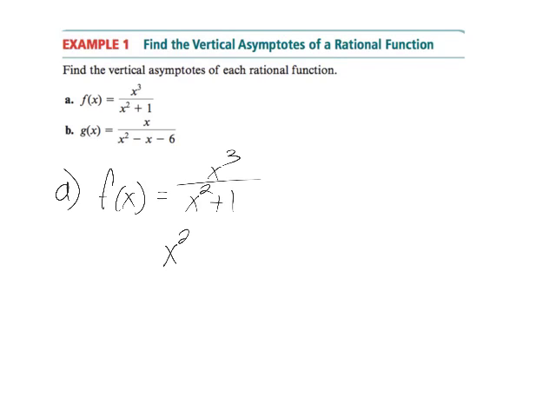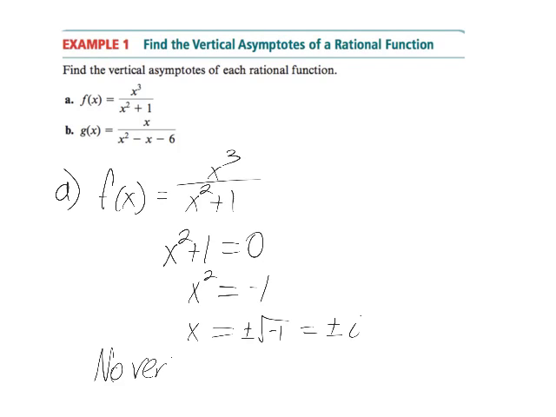So what I do is I just set the denominator equal to 0, and here again, just like I did a minute ago, I'm going to find that my vertical asymptotes are actually at imaginary numbers, plus or minus i. Since I can't graph those, they're not in the rectangular coordinate system, then I can't label them as asymptotes, okay? So what we say on a problem like this is that there are no vertical asymptotes.